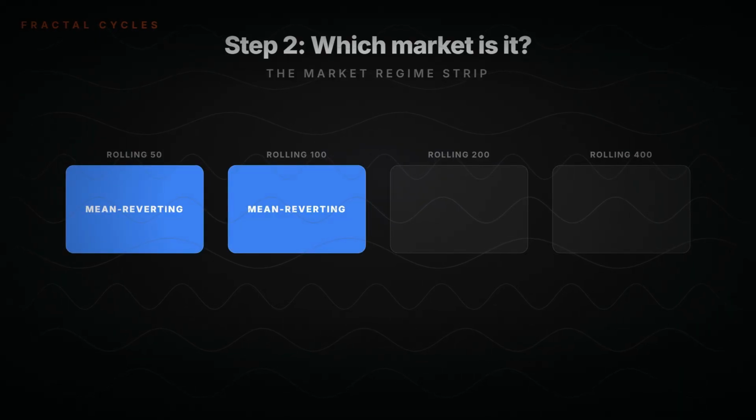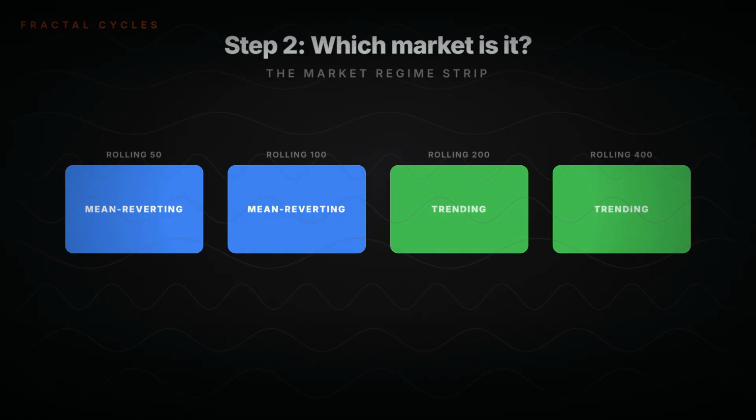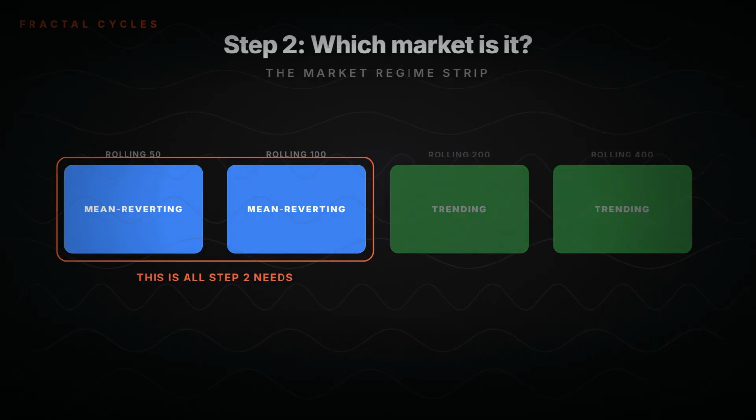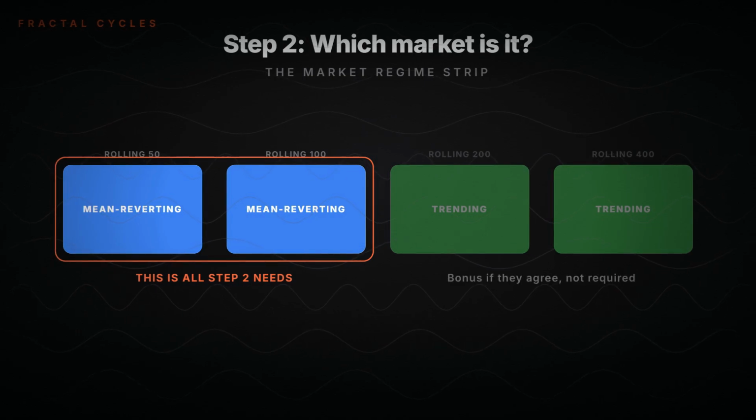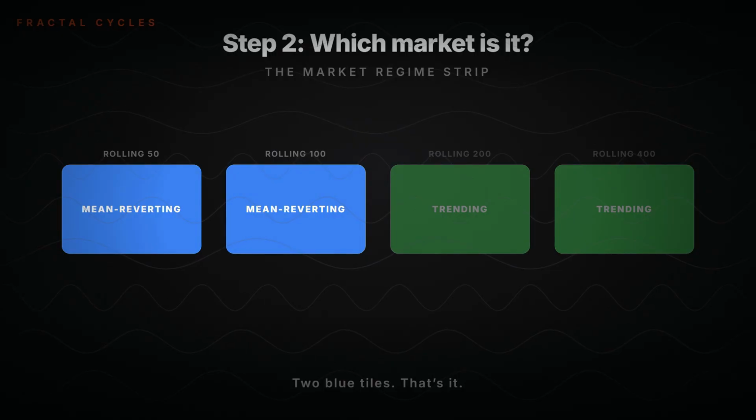Every tile shows a color, and that color is what you read. Blue means a rubber band market, which is mean reverting, and green means a rolling ball market, which is trending. My rule only needs the two fastest tiles, and so the 50 and the 100 must both be blue. If the longer two agree as well, then that is a bonus, but it is not required.